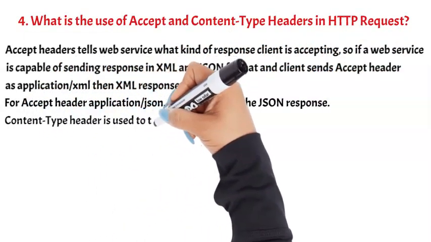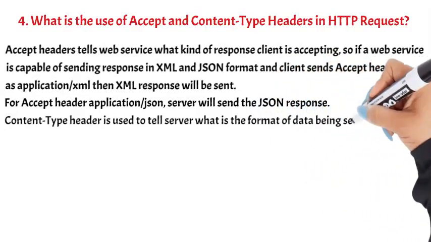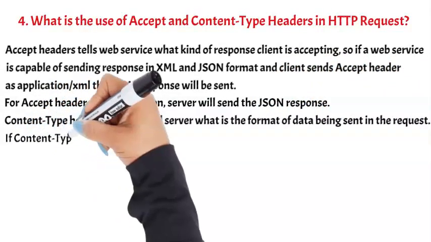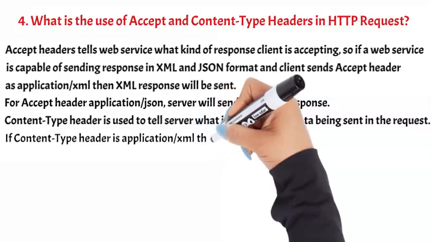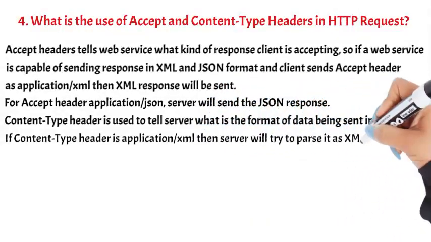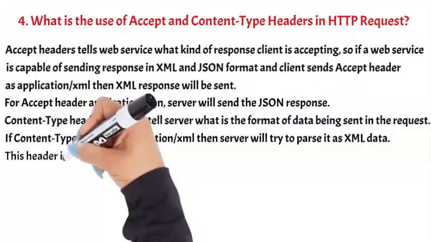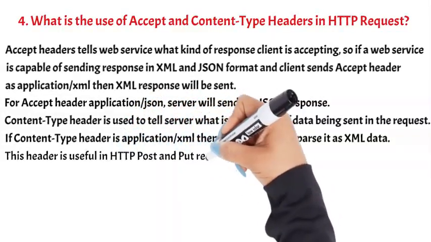Content-Type header is used to tell server what is the format of data being sent in the request. If Content-Type header is application/XML, then server will try to parse it as XML data. This header is useful in HTTP POST and PUT requests.